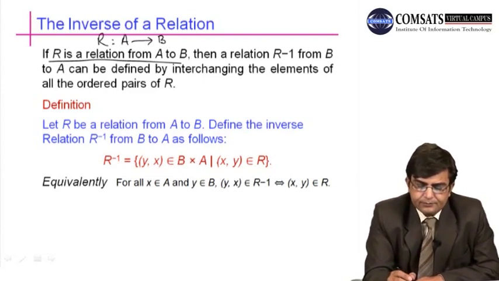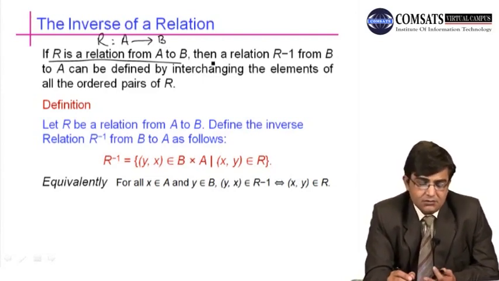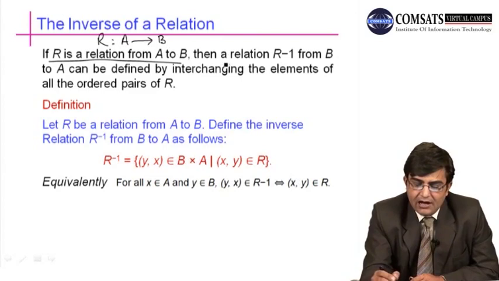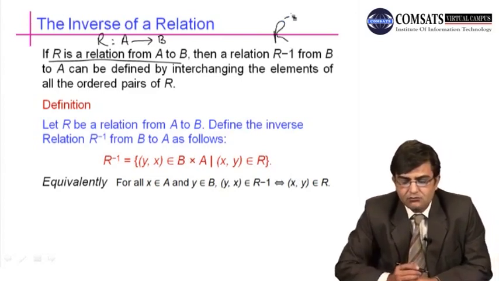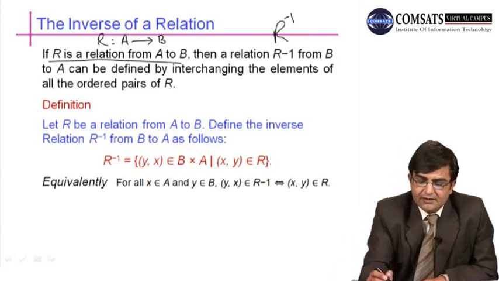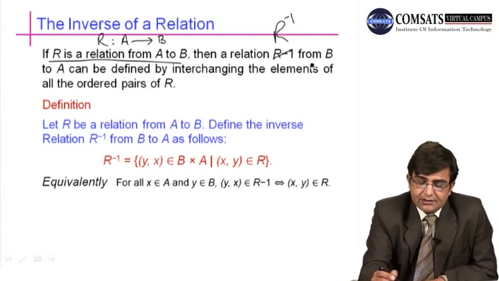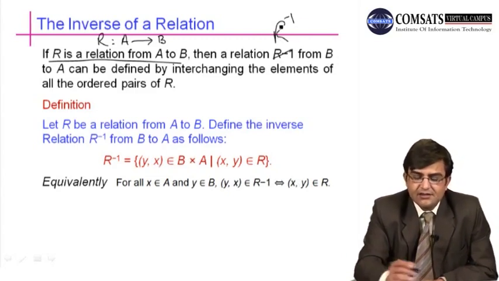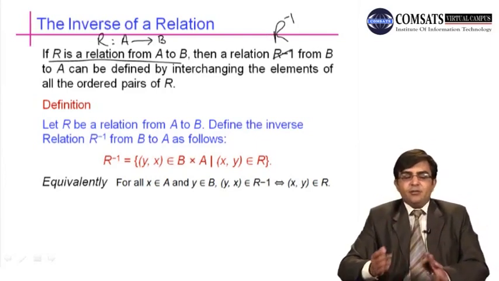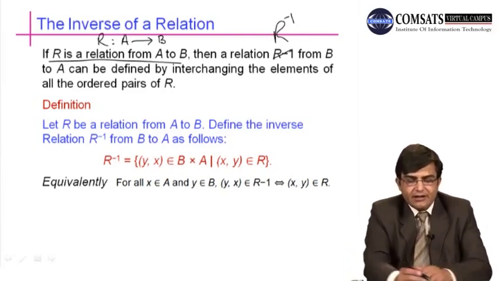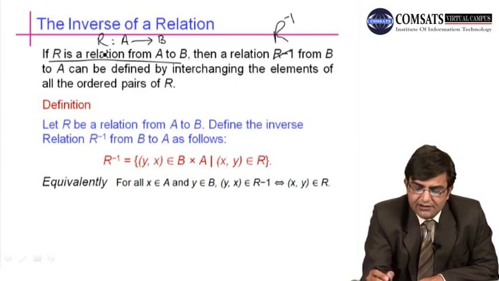Then, as the name suggests, we define the inverse of a relation, R inverse. Here we write R power minus 1. We write it like this. This is written as R power minus 1 and read as R inverse. This relation is from B to A. As we defined, the relation R is from A to B, and R inverse is from the second set to the first set.